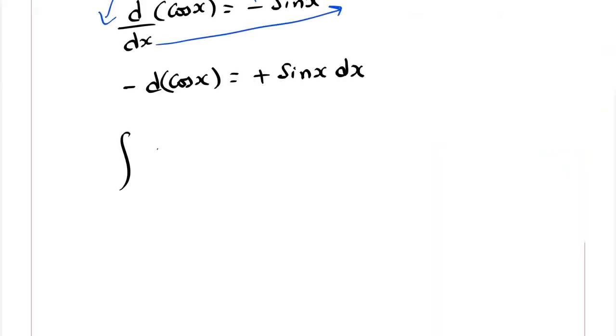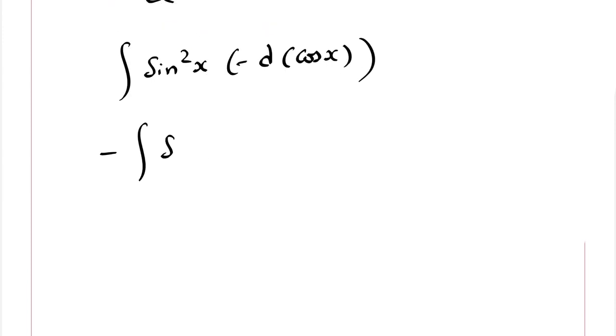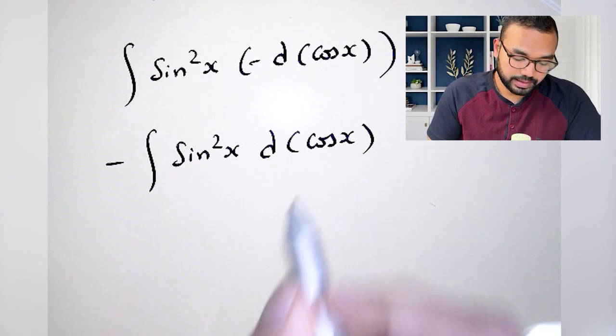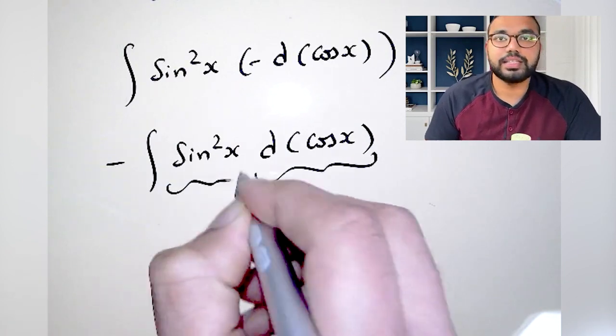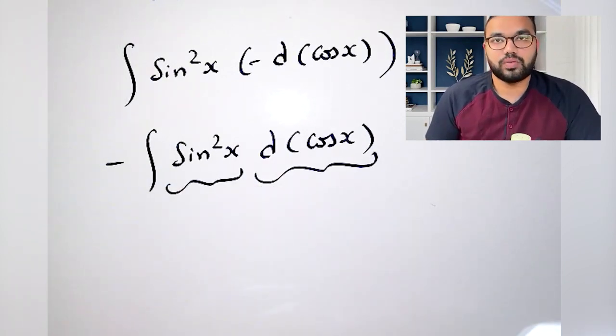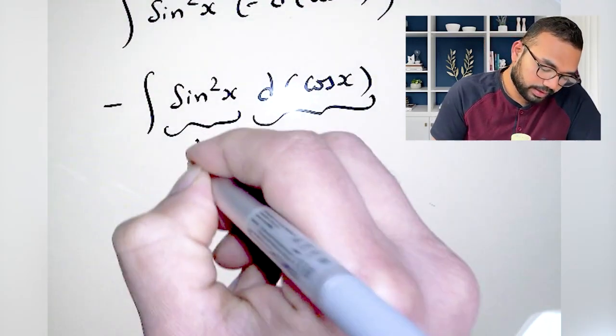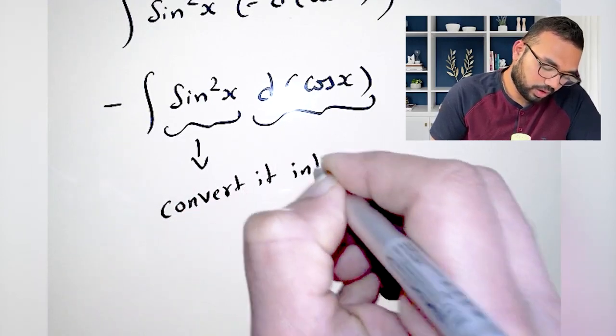Integral of sine square x times minus d of cos x, which is minus integral sine square x d of cos x. So now my differential is d of cos x and the integrand is sine square x. So I need to convert my integrand in terms of the differential. That means I have to convert sine square x in terms of cosine. So convert it into cos.